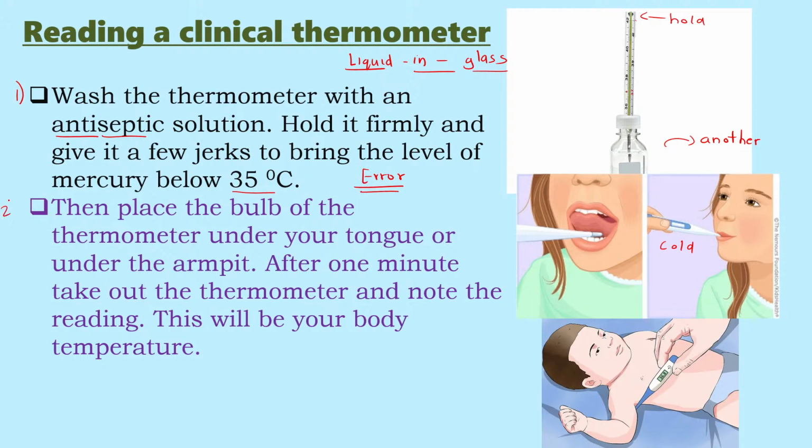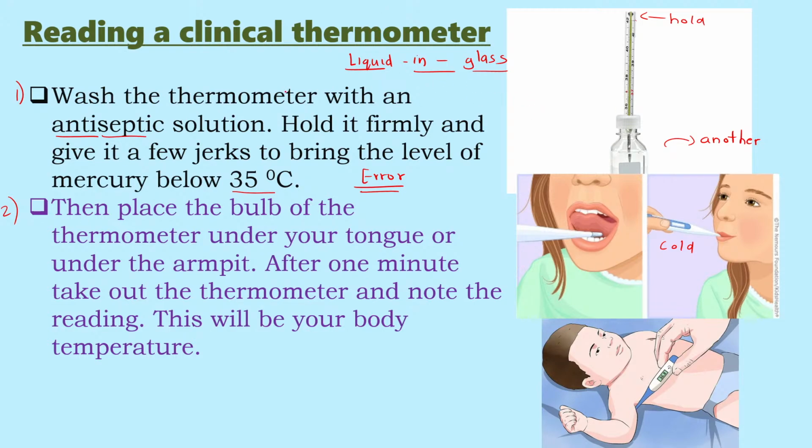Then you have to place the bulb of the thermometer under the tongue or under the armpit. So this bulb, you will either put under the tongue in the patient's mouth, or you will keep it under the armpit like this. Then after 1 minute, you keep it like that, and then you note down the reading of the temperature of that particular body. So this is a liquid in glass thermometer.